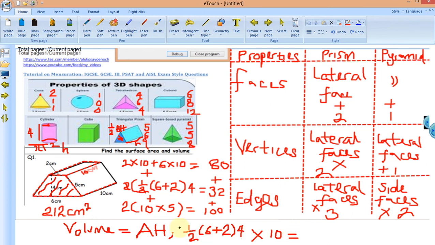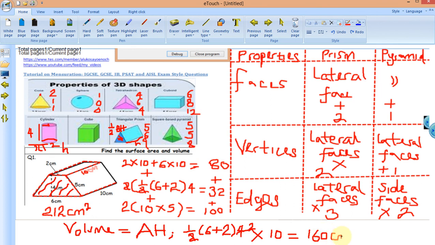So what do we have there then? 6 plus 2 is 8. 8 times half of 4, that is 8 times 2, is 16. 16 times 10 is 160. What's the unit of volume? Centimeter cube.